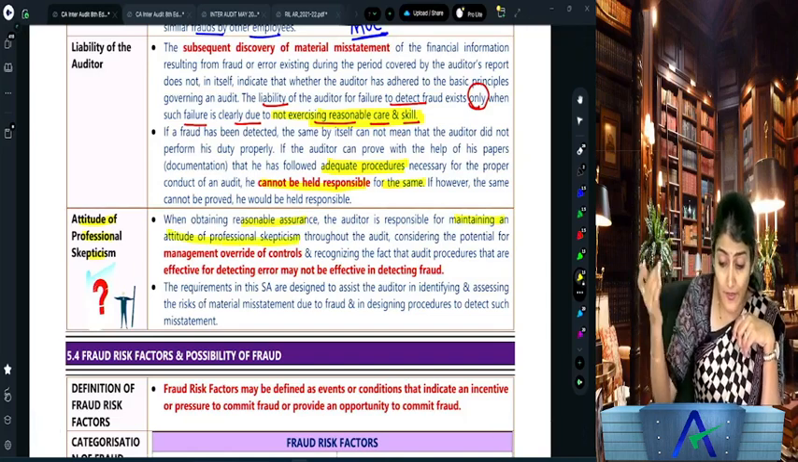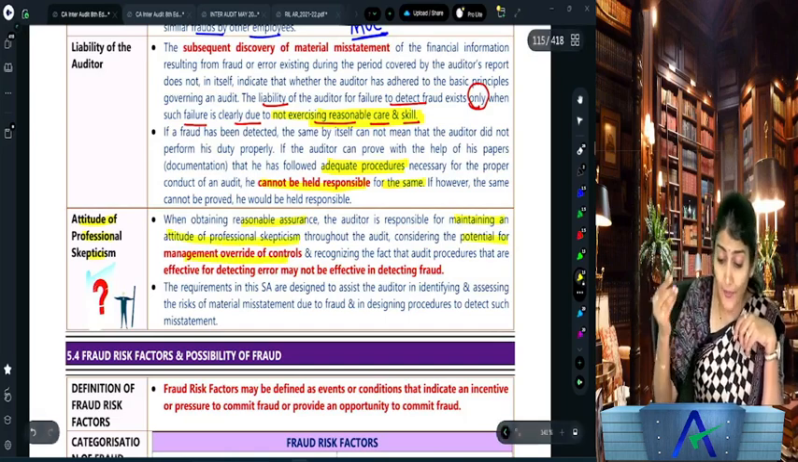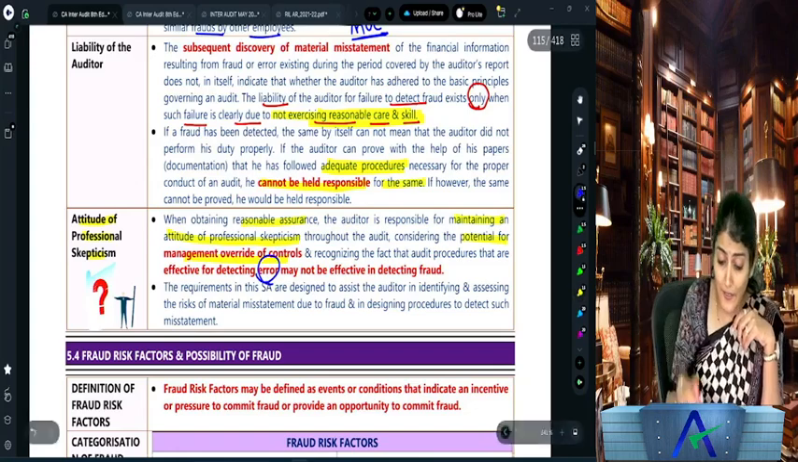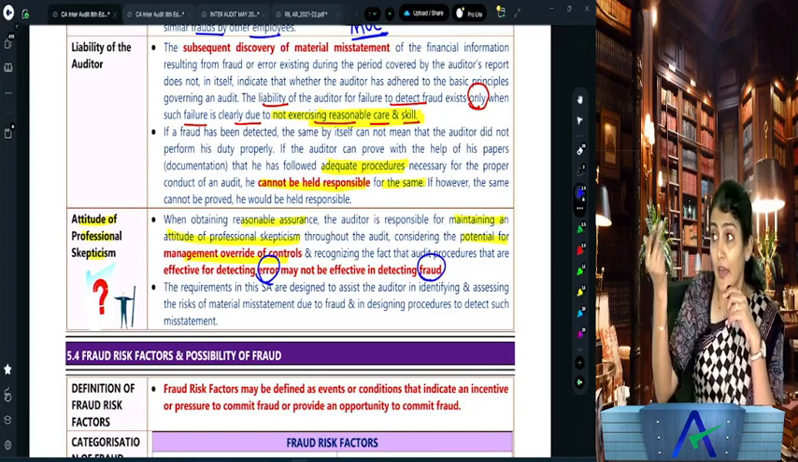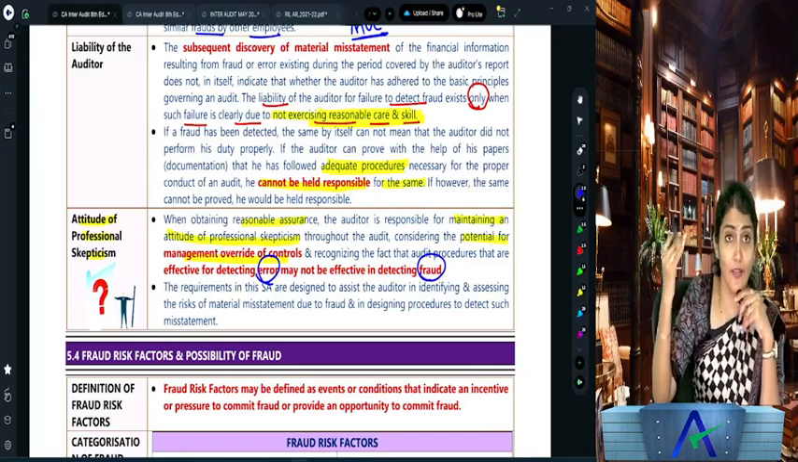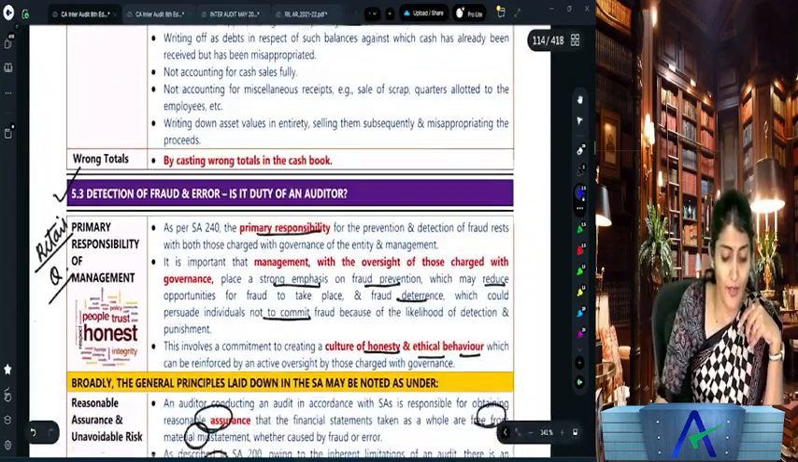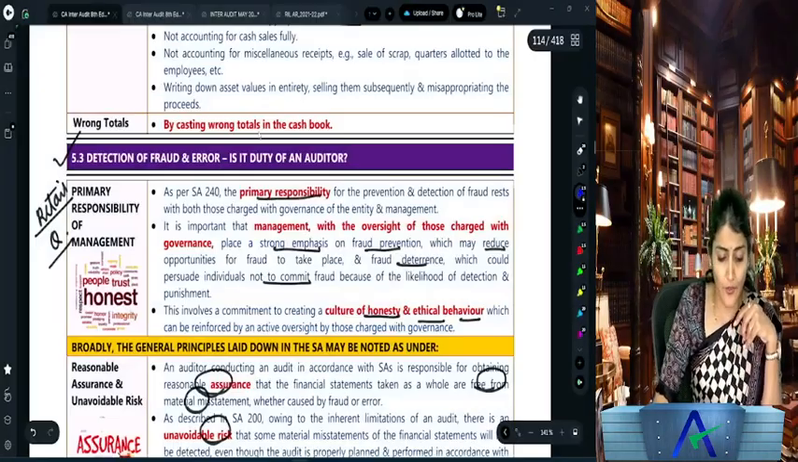Yes, considering the potential for management override of controls and recognizing the fact that audit procedures that are effective in detecting an error may not be effective in detecting a fraud. Why? Because error is unintentional, whereas fraud is intentional. Is it clear to all of you? Detection of fraud and error, is it the duty of the auditor?